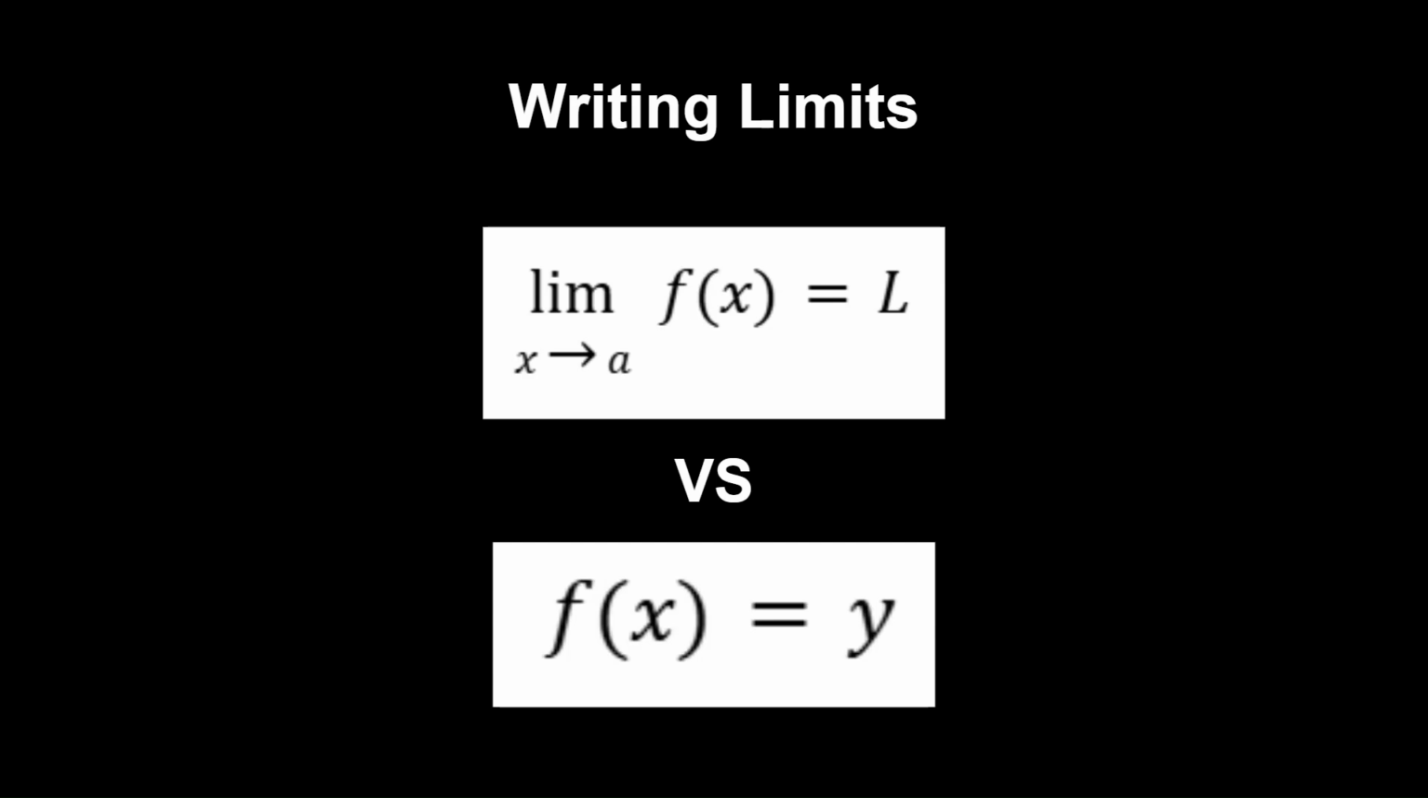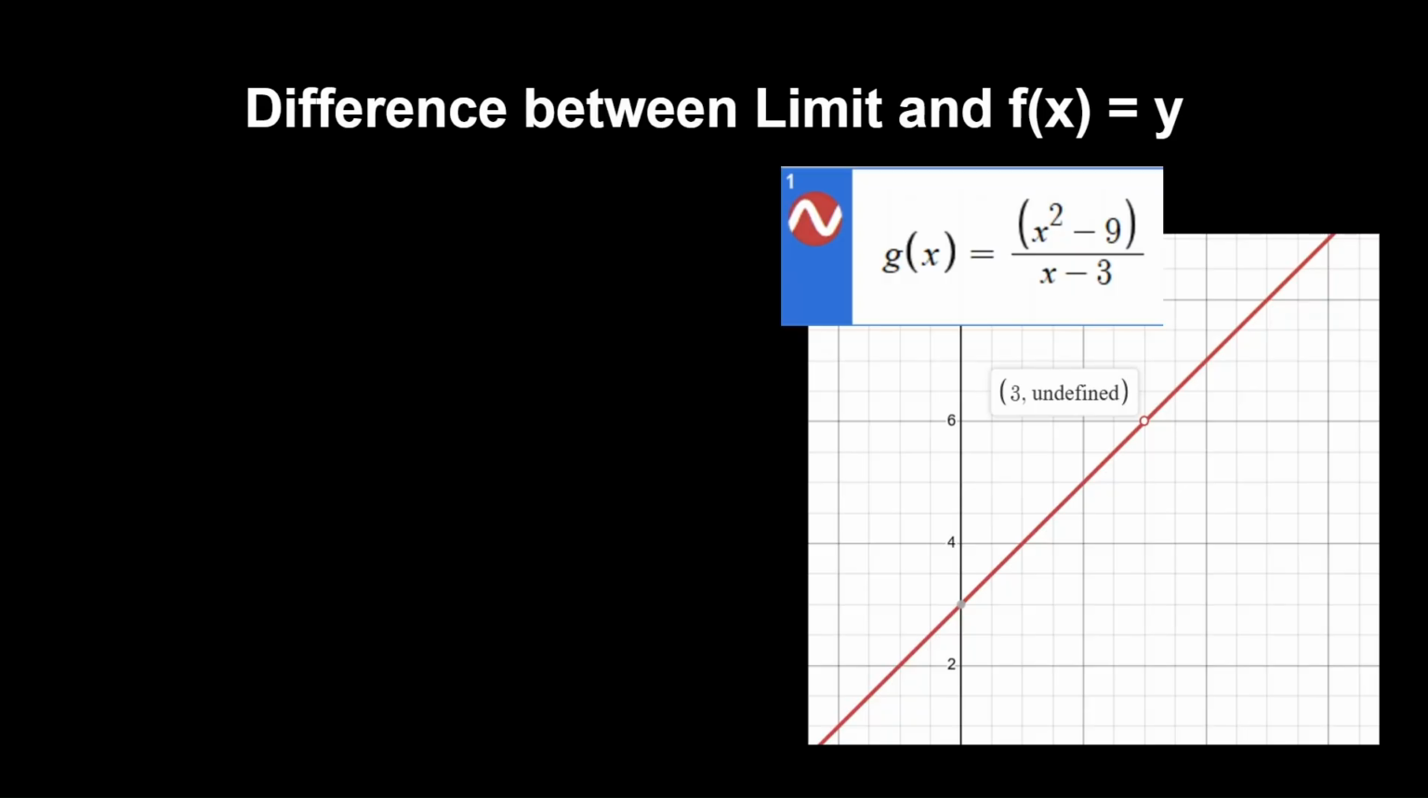There is a difference between a limit and an actual function. So we have, okay, let's start off right here. We can see that a limit is written as limit as x approaches a of f of x equals L. And there's a difference between that and just f of x equals y when you write a function as is, which you've probably written a lot before. So yeah, this is the difference.